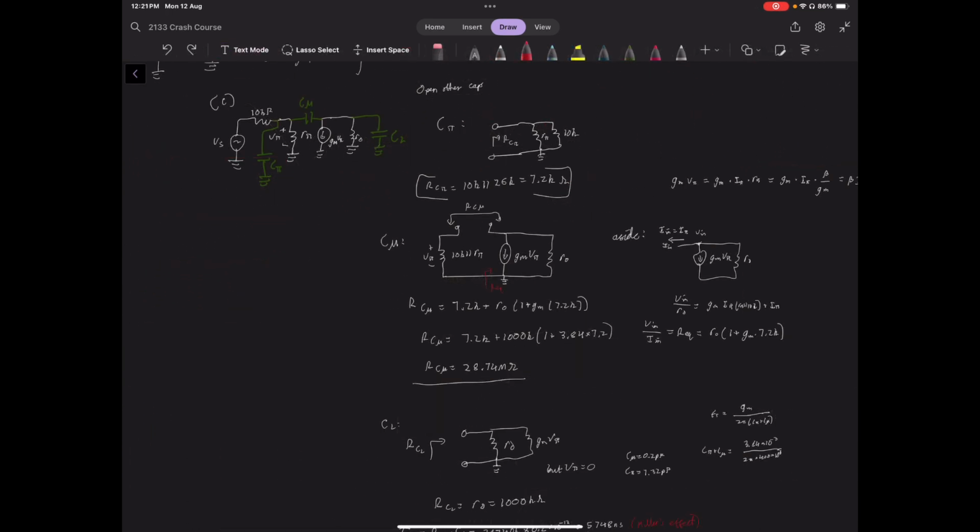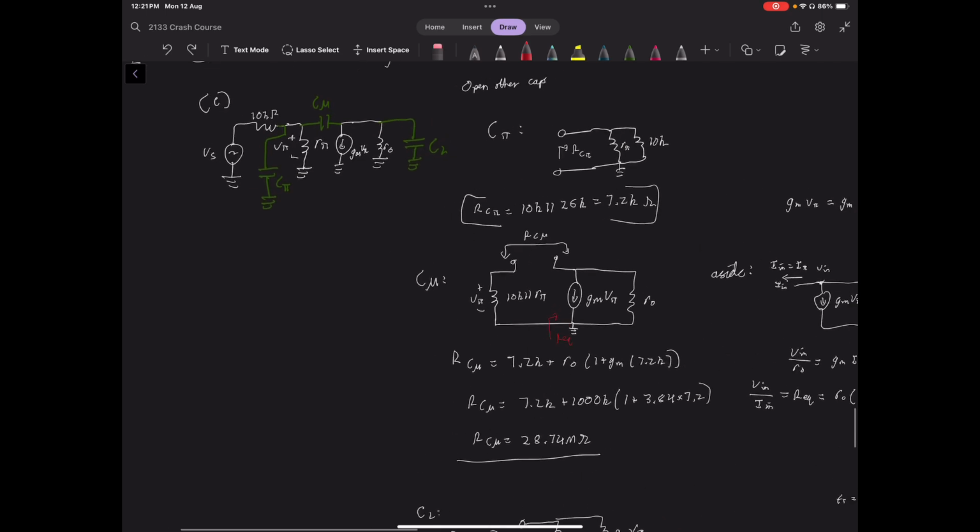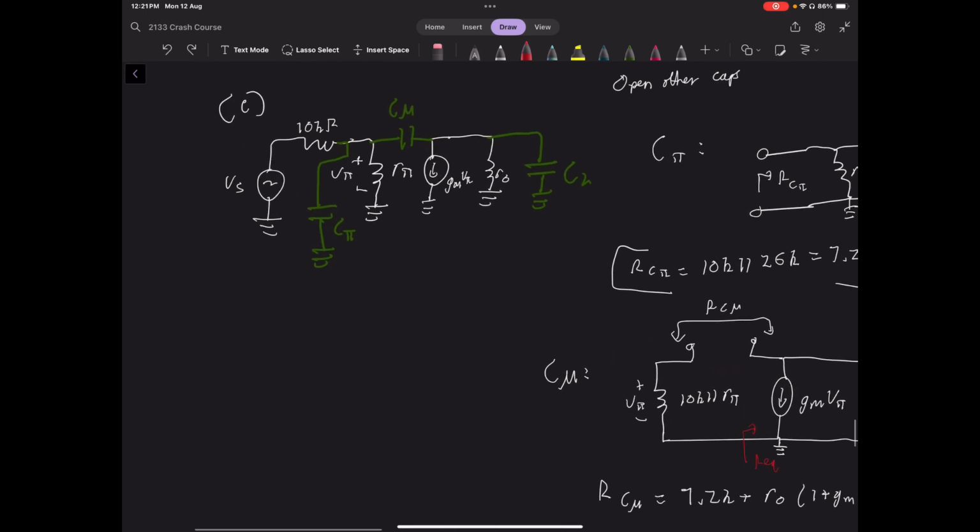All right, now we'll move on to question C, which is where we are going to use the time constant method to find the fH frequency of this amplifier. So what I've done here is I've added back in C mu and C pi because we're finding the upper frequency bandwidth here. We need to add in these capacitors that we were previously ignoring because we're now considering frequencies at a much higher range. So they need to come back in.